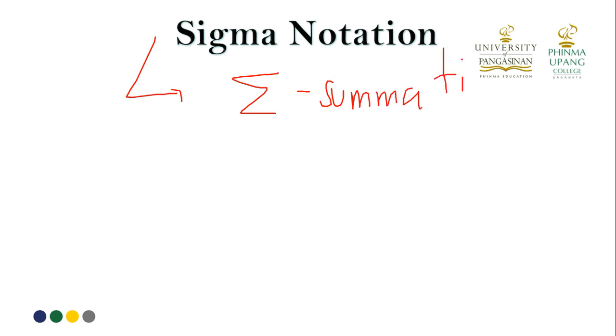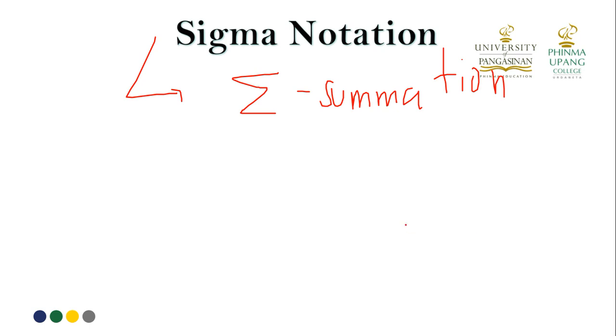Okay? So, what is the symbol of sigma notation? Is it inverted? Yeah, an inverted M. That is the symbol of sigma notation. Or it could be a summation. So we call it sigma or summation. Those are the other names for it.